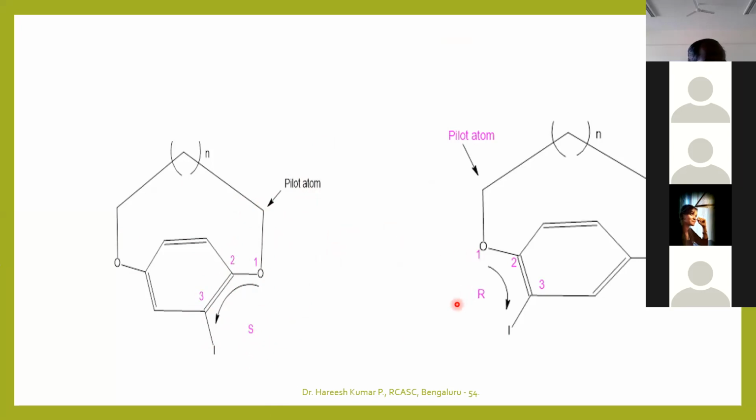Similarly, here you can observe that the benzene has a substituent here, so that is the reason this carbon is taken as the pilot atom. Once you choose the pilot atom, then you number 1, 2, 3, 4. So the movement is like this. You can observe that this movement is called clockwise direction, and clockwise direction is called R configuration. With this, I will go to the next slide.